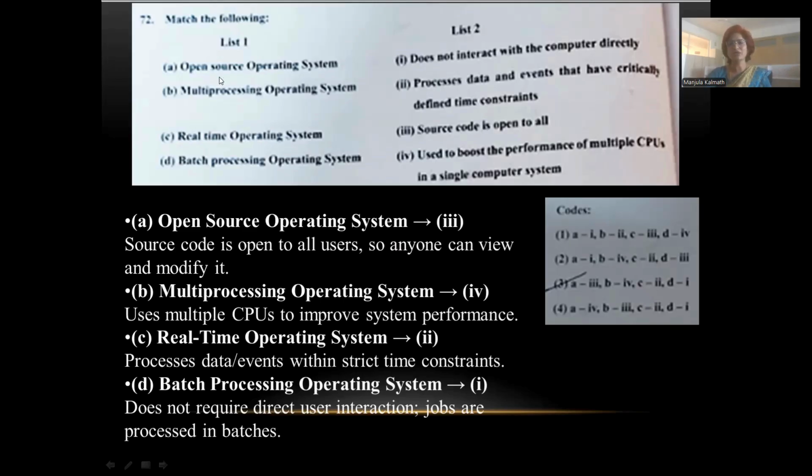Open source operating system is matched with the third option: source code is open to all. Multi-processing operating system, to increase the performance of a system, has multiple CPUs in a single computer system. In a real-time operating system, we process data and events that are critically defined within a time constraint, so it is real time. And next, the batch processing operating system will be matched with the first option: it does not interact with the computer directly. So the correct option for this one is A3, B4 and C2, D1.